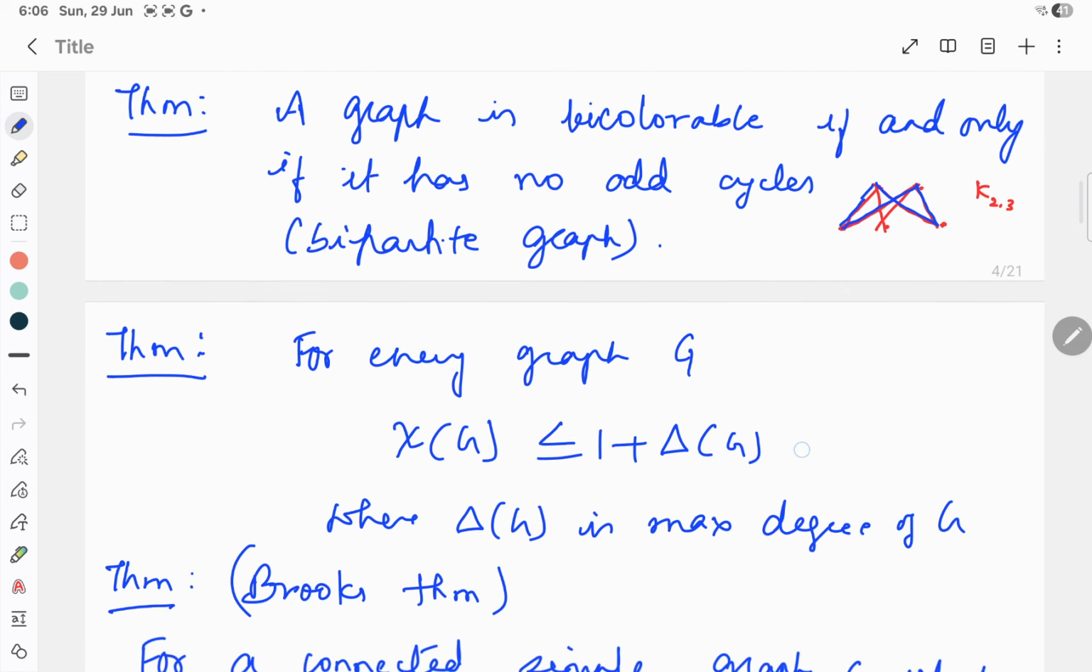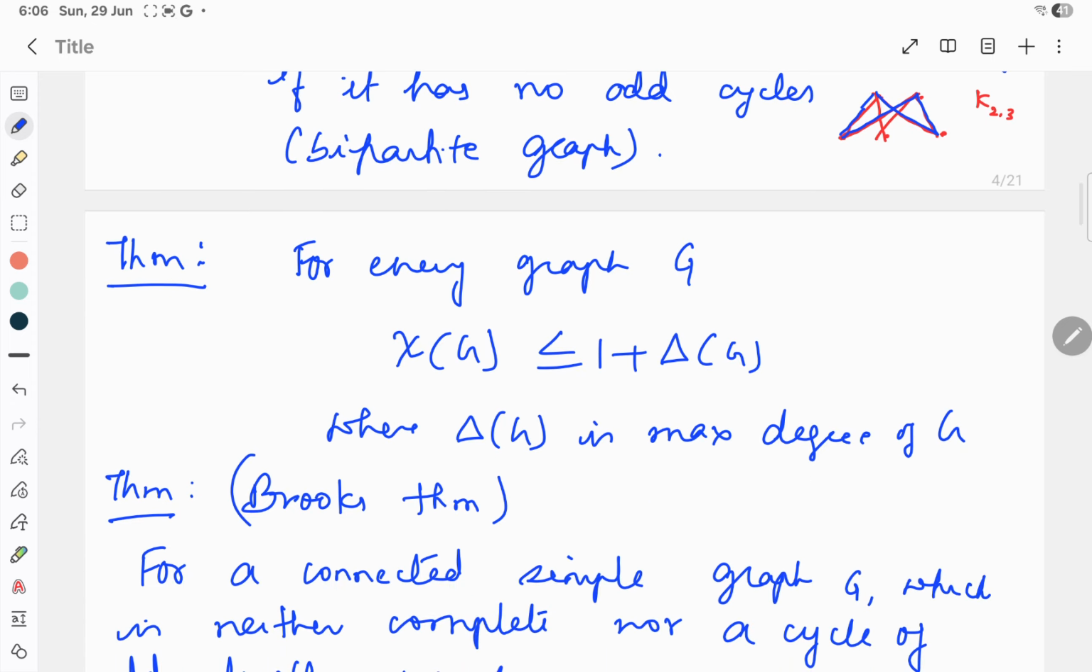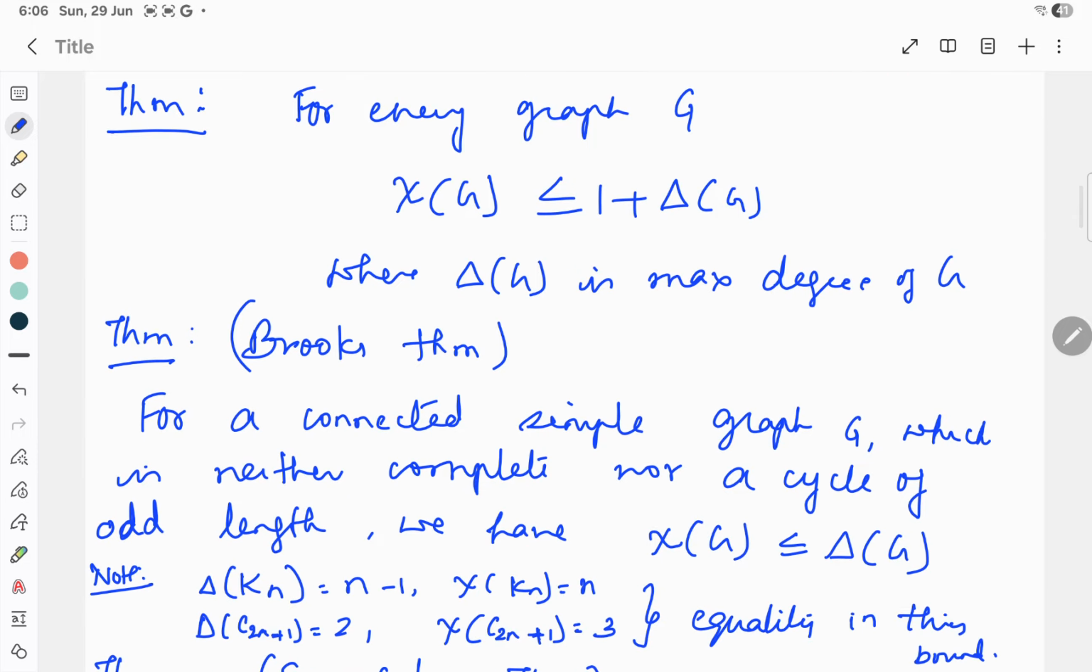Next, for every graph G, the chromatic number of G is less than or equal to 1 plus the maximum degree of G. You know that delta represents the maximum degree of G, right? Then we have a theorem called Brooks theorem. For a connected simple graph G, which is neither complete nor a cycle of odd length, the chromatic number of G is less than or equal to the maximum degree of G, right?